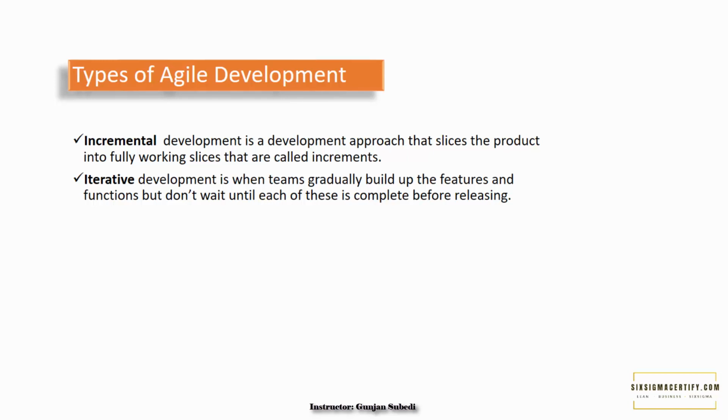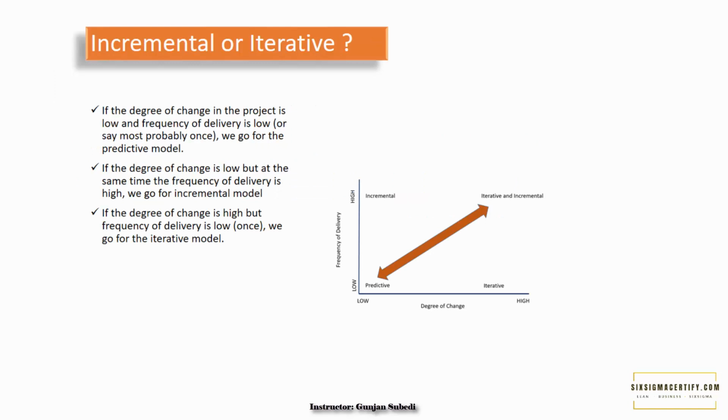Based on the frequency of delivery and degree of change in the project, we can choose between predictive, iterative, and incremental models. If the degree of change in a project is low and the frequency of delivery is also low, or most probably once, we go for the predictive model. If the degree of change is low but the frequency of delivery is high, we go for the incremental model. If the degree of change is high but the frequency of delivery is low or only once, we go for the iterative model. Let's learn this more clearly with the help of an example.